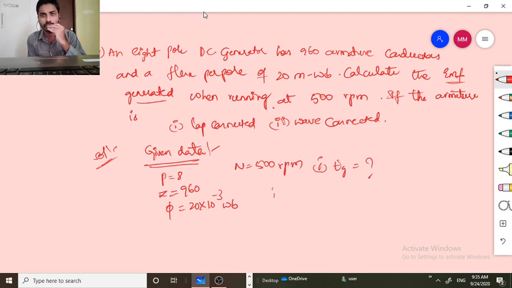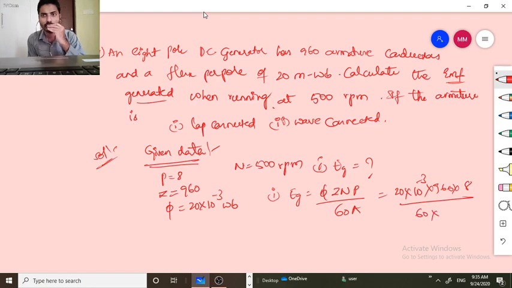What is the EMF equation of a DC generator? EG is equal to phi Z N P by 60A. Substitute the Z value 960, P value 8, and 60. What is meant by A? A is the number of parallel paths. For lap connected, number of parallel paths is equal to the number of poles. In case of wave connected windings, number of parallel paths is equal to 2.